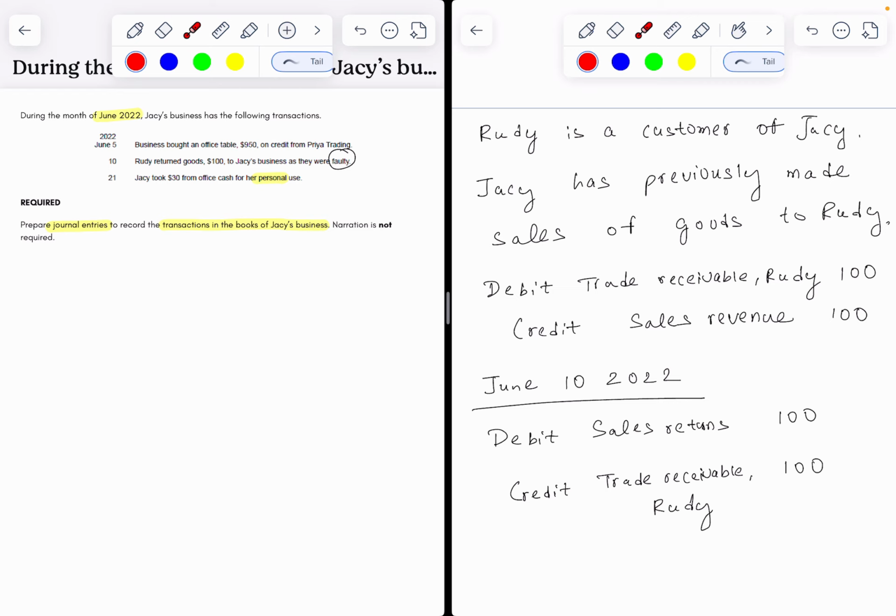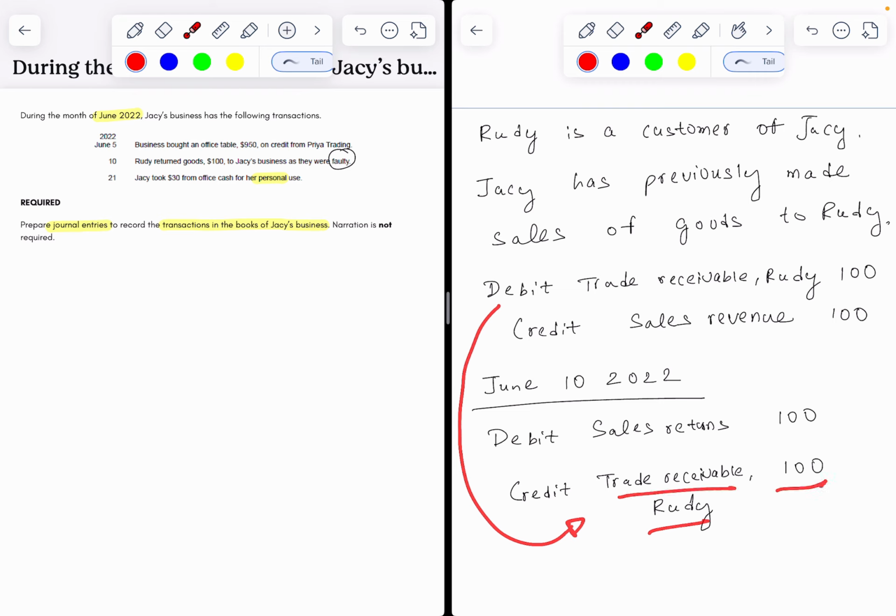Rudy would now owe less money to JC, right? Okay, so Rudy will now owe $100 less to JC. So in the books of JC, this needs to be reflected. So what JC will do is credit the account for Rudy by $100, which basically says that assets are decreasing by $100 due to the returns initiated by Rudy.